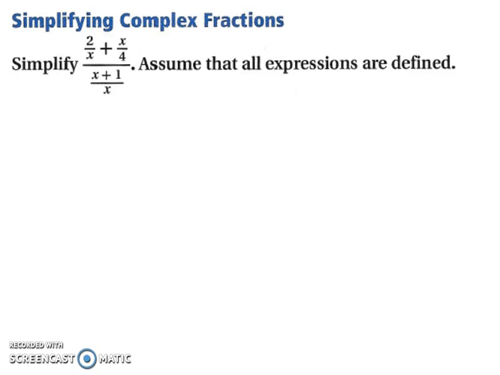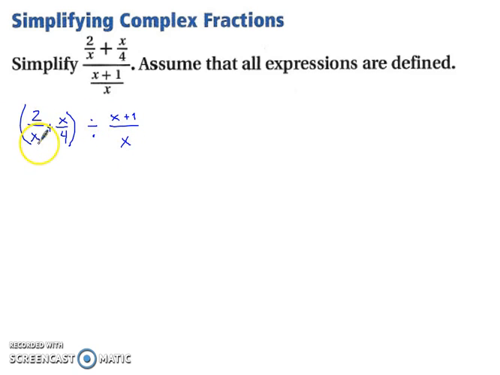So we're going to simplify 2 divided by x plus x divided by 4, that quantity divided by x plus 1 divided by x. Let's start by rewriting this so that way you can see things horizontally. So we have 2 over x plus x over 4. That quantity is going to be divided by x plus 1 over x.